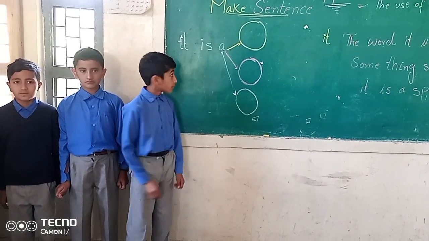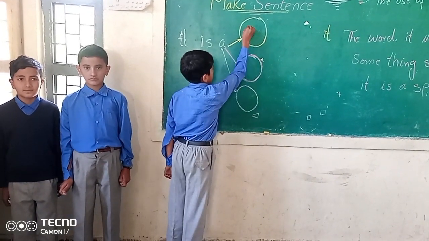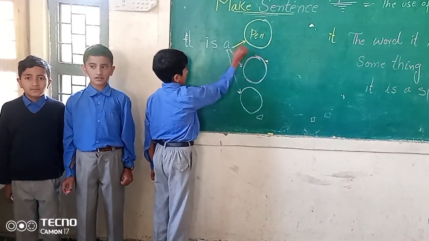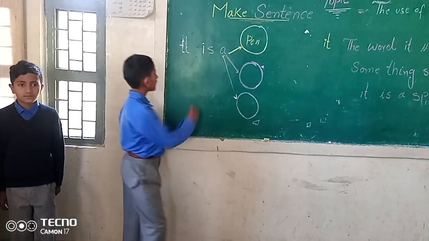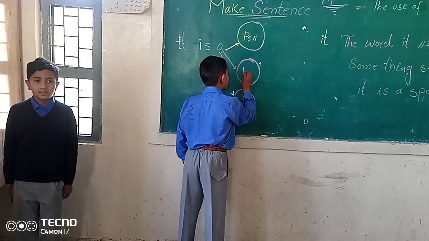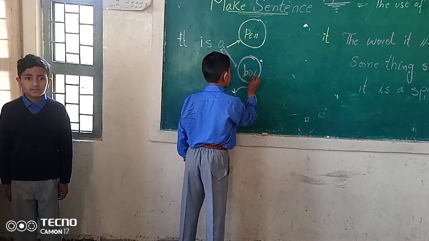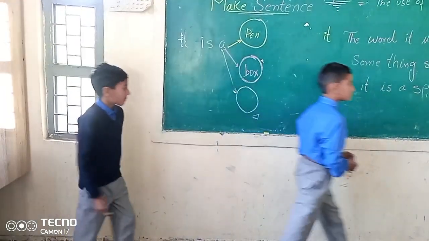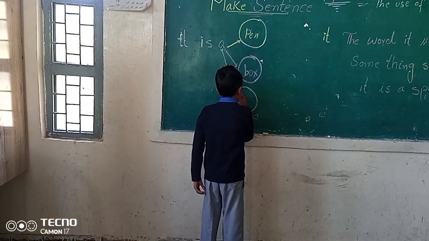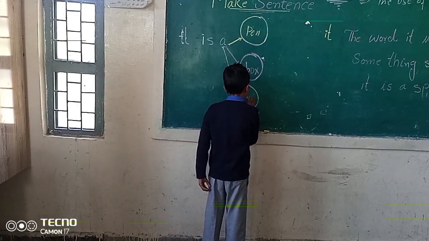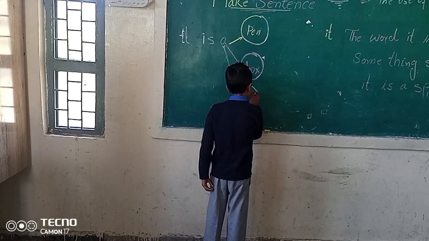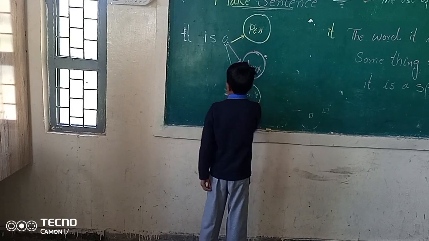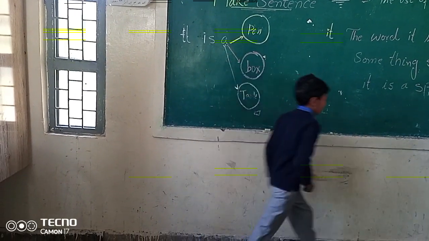Make sentences. Let's start. First: P-E-N, pen. It is a pen. Second: B-O-X, box. It is a box. Third: T-A-B-L-E. It is a table. Good.